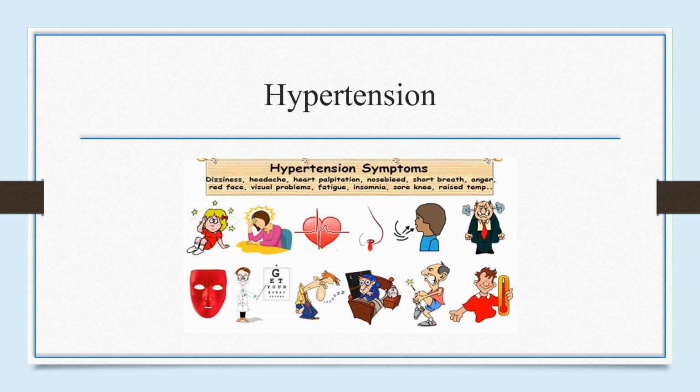Hypertension is one of the most common chronic cardiovascular conditions in the United States. Most people with slightly elevated blood pressures do not have signs or symptoms. People with extreme blood pressure elevations can experience symptoms such as dizziness, headache, heart palpitations, nosebleed, shortness of breath, anger, red face, visual problems, fatigue, insomnia, sore knee, and an elevated body temperature.